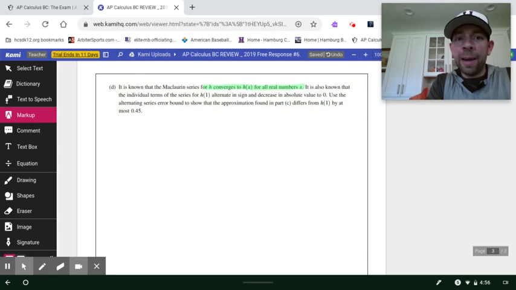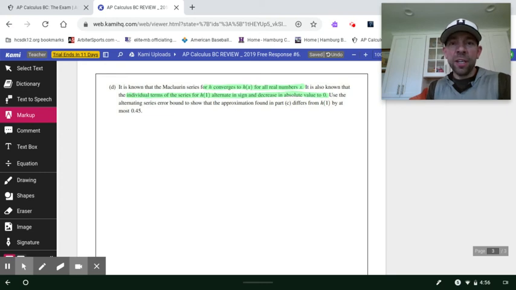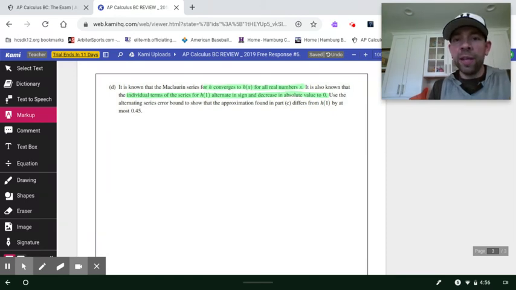Not a huge deal for us as the student, but it is a big deal for the test writers that they include that. And it's also known that the individual terms are alternating and decrease in absolute value. So they're kind of using the alternating series test to prove that this series converges when x equals 1. Again, it's not a very big deal to us as the student, but it's a big deal to those test writers that they include that. So we're going to use the alternating series error bound.